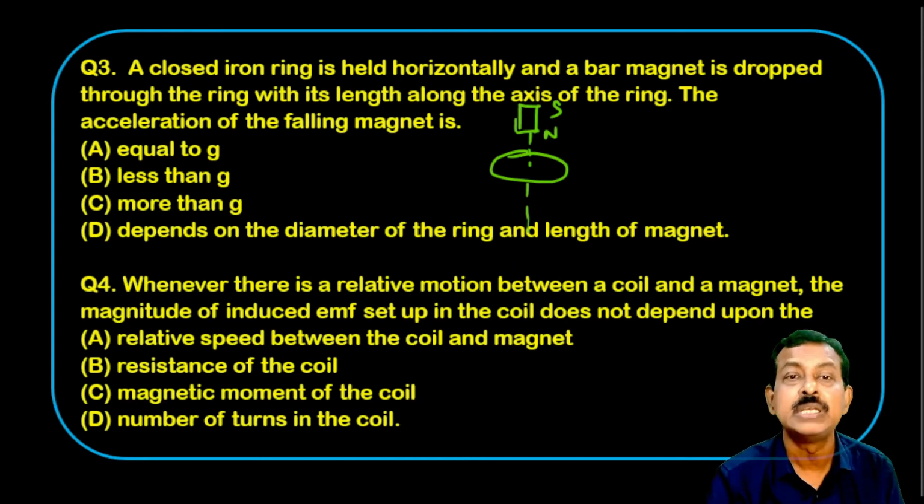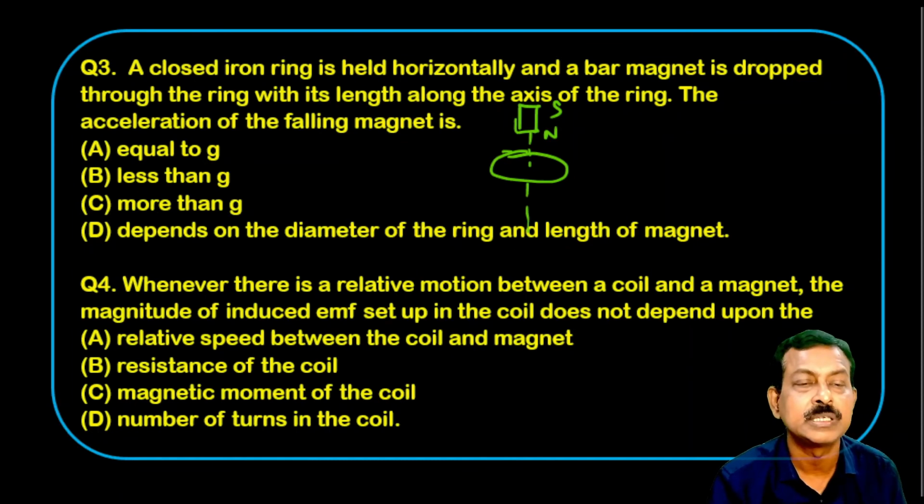If it is increasing, it will try to set up the induced current in it in a direction to oppose the cause. And what is the cause of the change of the flux? The movement of the magnet towards the ring. So in order to oppose, it should set up the current in such a direction that it produces a force on the magnet to oppose its motion. And if its motion is opposed, definitely its acceleration will decrease. So the acceleration will be less than g.